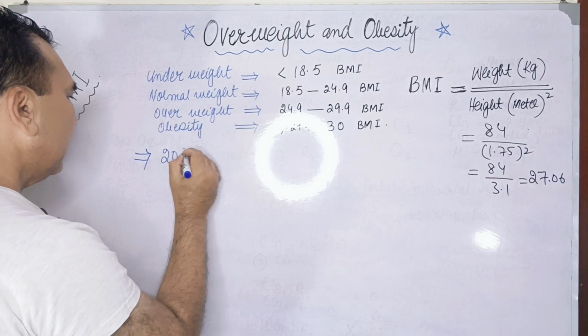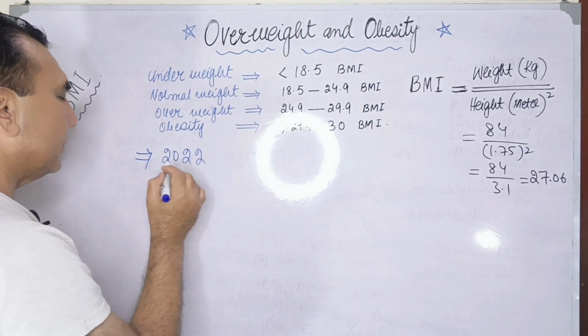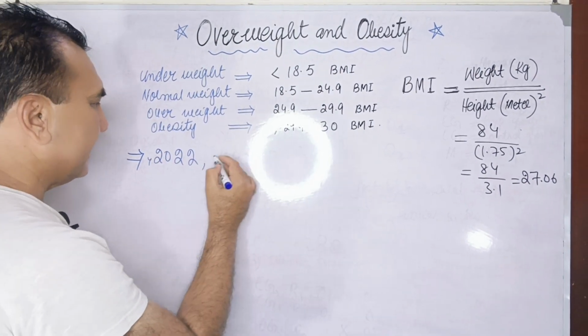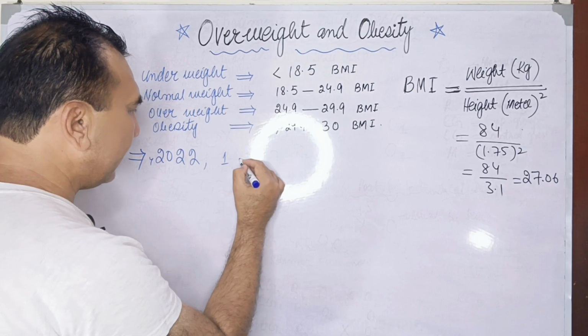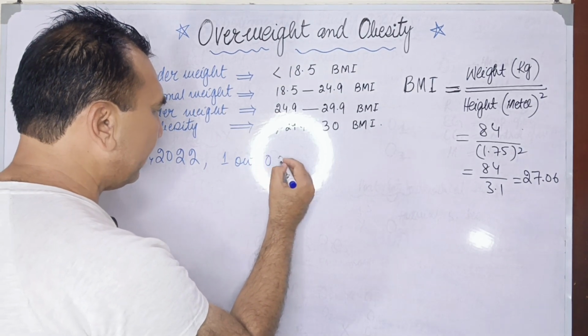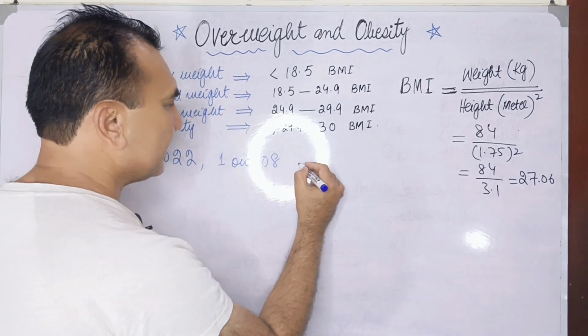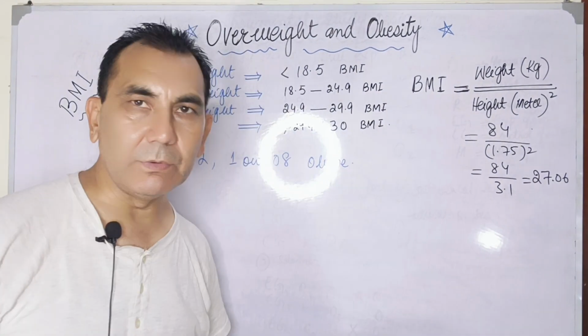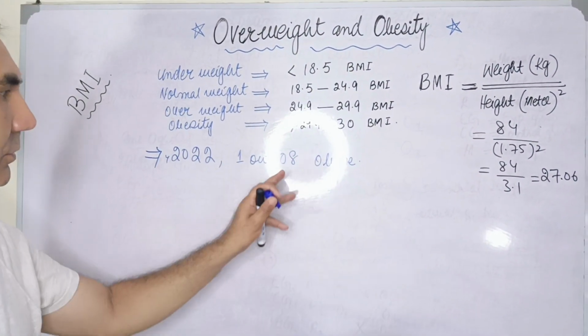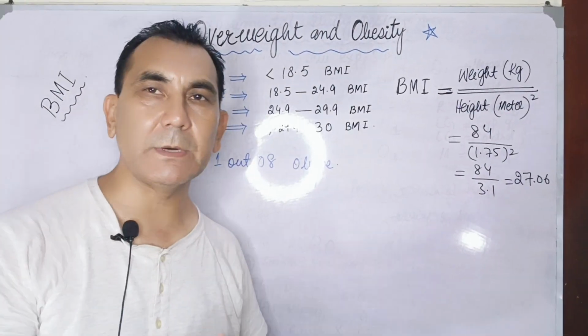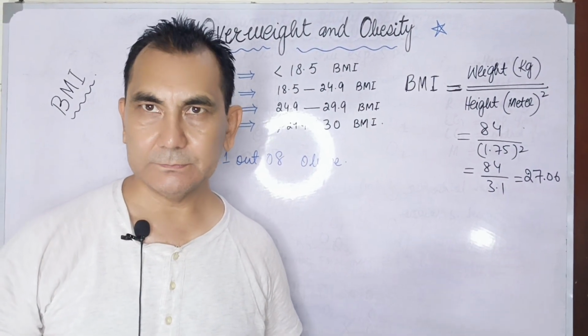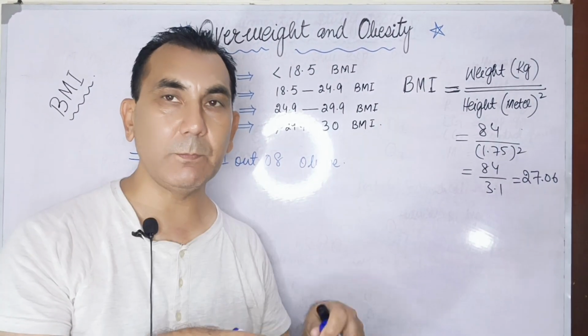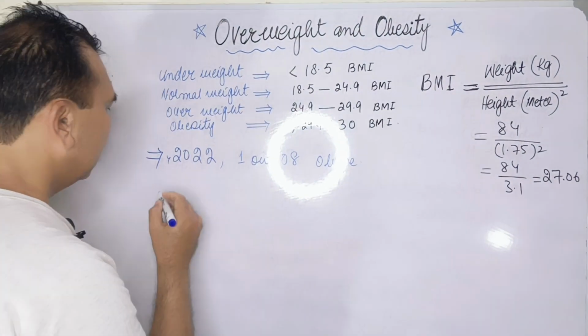Let me share some statistics or facts and figures about overweight and obesity. In 2022, according to the WHO, out of 8 people, 1 person is obese all over the world. So it is around 12% or 13%, meaning 13% of the population is obese.